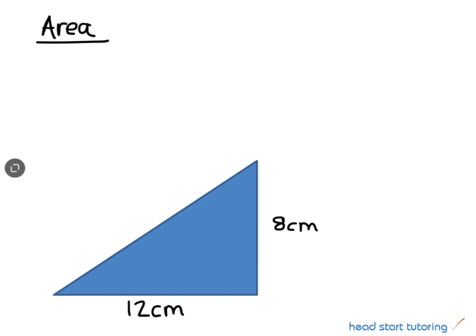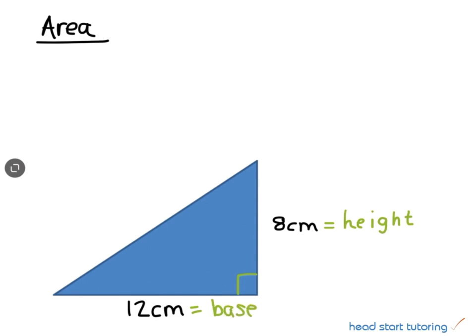We are going to have a look at the area of triangles. As you can see, we have got a right-angled triangle here, and we have got a height of 8 centimeters. This is called the height. And a base of 12 centimeters. This here is our base.